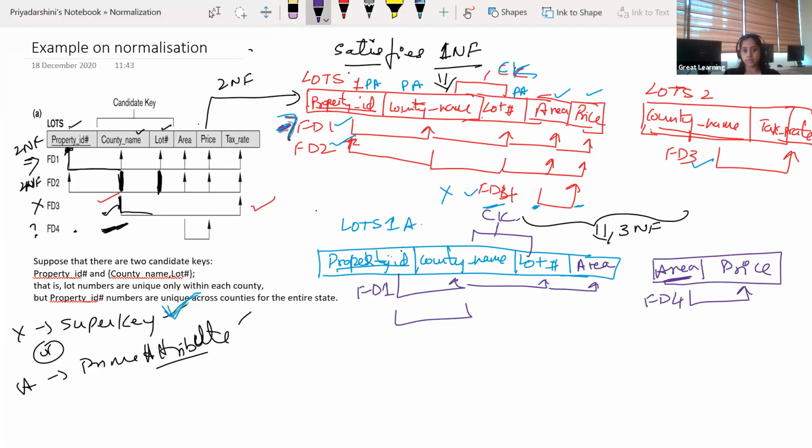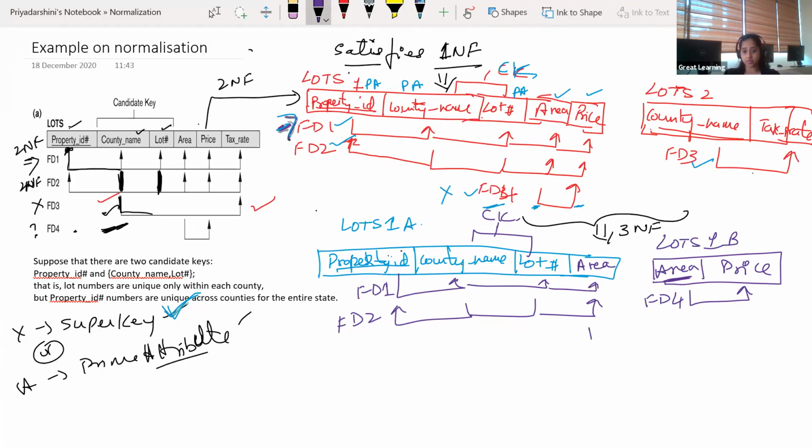Whenever you're decomposing or breaking the table, there are two things you should remember. One, FDs should not be lost. You need to preserve the functional dependencies. That's the first one. Next, there should be a lossless or non-additive join. These two should be maintained whenever you're breaking. My lots 2 will remain as it is. I don't have to break it. I'm just breaking lots 1A and lots 1B. Is that clear?